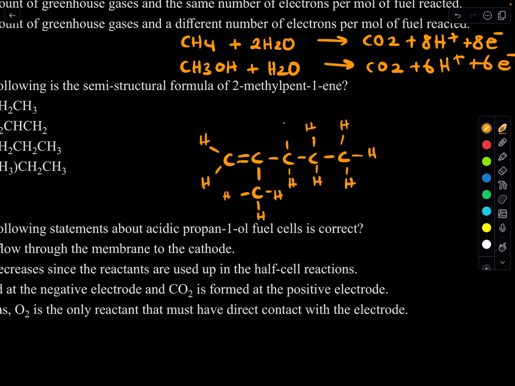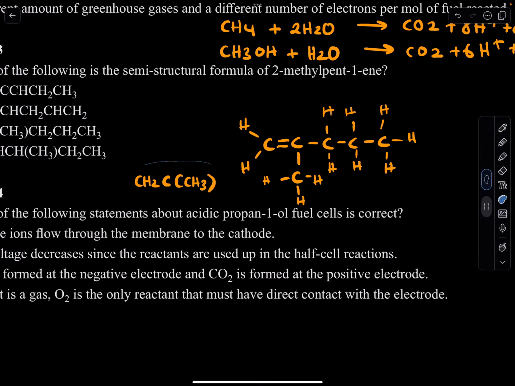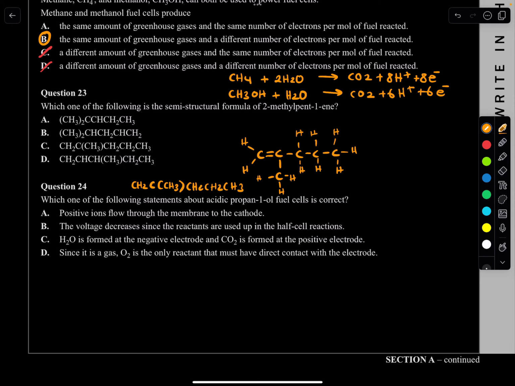Beautiful. Now, to write the semi-structural formula, we're going to start from this side. So we have CH2, all right, CH2C, CH3, so we have that. Then we have CH2, CH2, and a CH3 at the end. So that looks like a semi-structural formula. Which one looks like that? Looks like C is our answer.